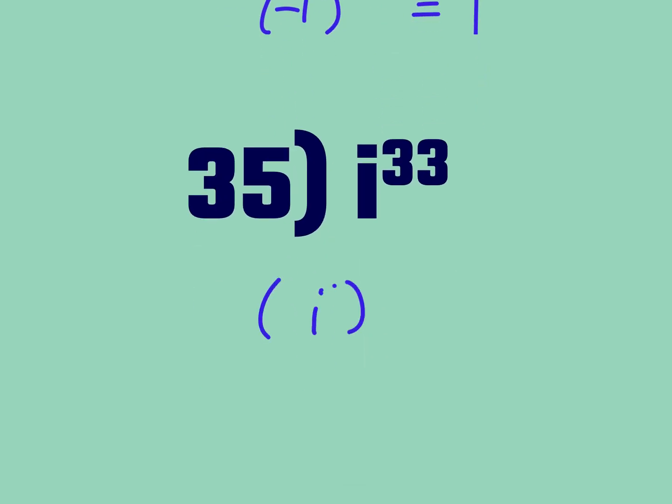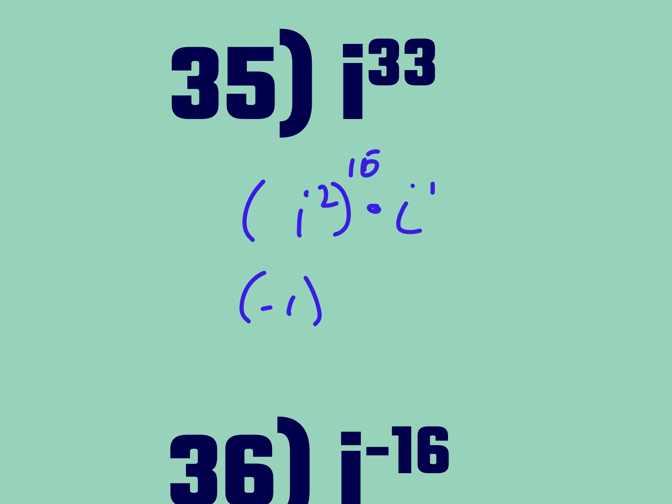All right, so think about 33. I have my i squared. Since it's an odd number, I know I'm going to have a random i. What would I have to raise i squared to? Yep, perfect. Because 16 times 2 is what? 32. And then this would be 33. So 16 is my exponent that I'm raising negative 1 to the 16th power. What's any negative number raised to an even power? It's positive, so it just becomes i. 1 times i.